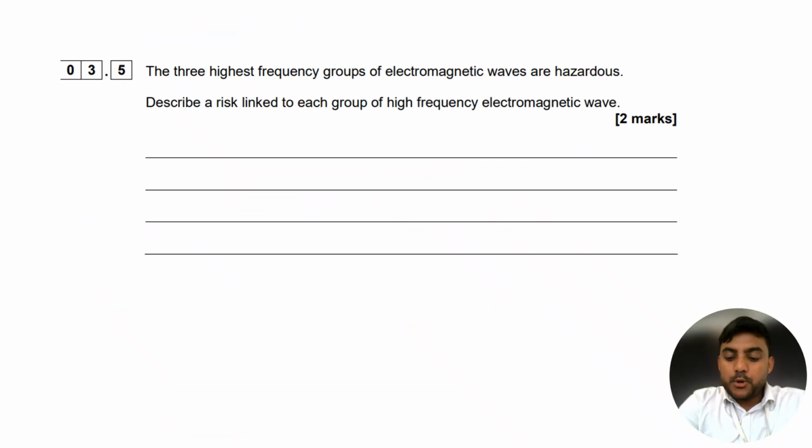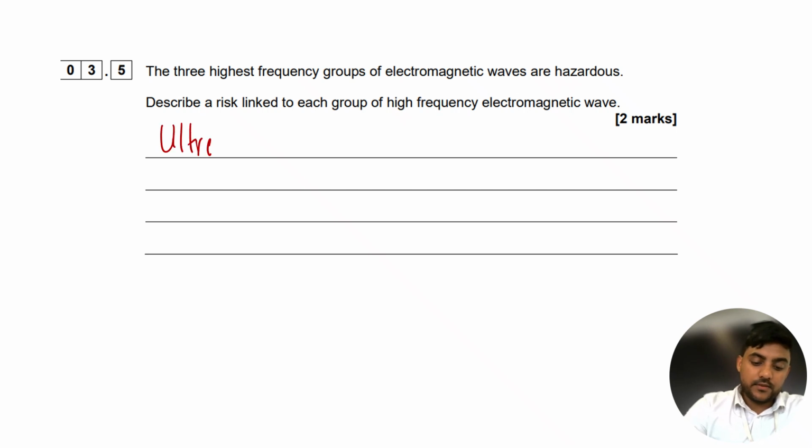The three highest frequency groups of electromagnetic waves are hazardous. Describe the risk linked to each group of high frequency electromagnetic wave. Last question, we did the shortest wavelength visible wave, which was violet, and short wavelength means high frequency. Anything above violet on the electromagnetic spectrum is higher frequency than violet. So the next thing up from violet is ultraviolet. Then the next group is X-rays, and the next group is gamma rays.